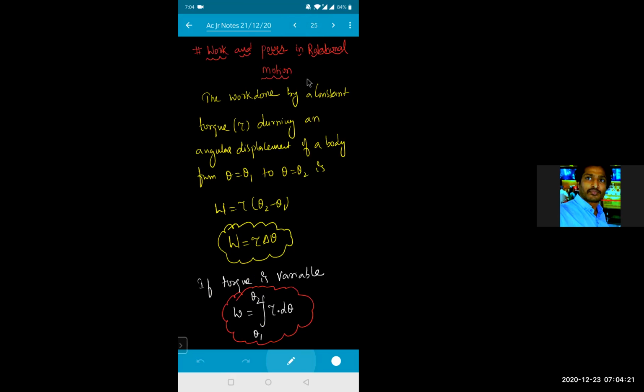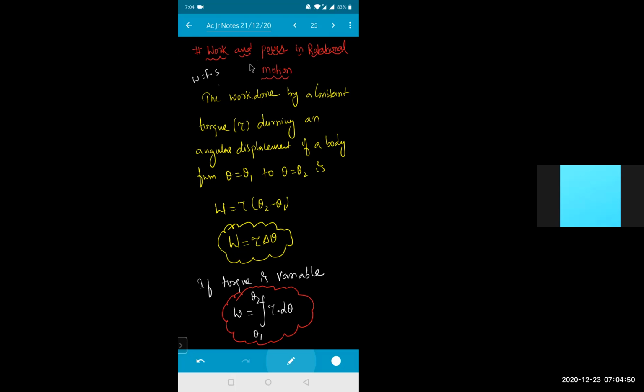Next one, small concept beta: work and power in rotational motion. How do you calculate the work and the power? What is the work in the work power energy formula? Work done is equal to force into displacement. So in rotational mechanics, what is the role played by the force? Torque, isn't it? There the displacement is S, here the displacement is represented by theta.